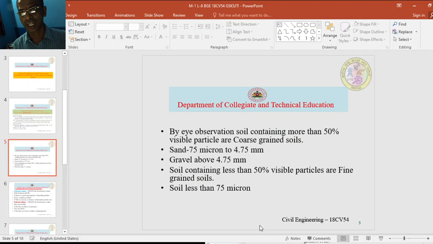By eye observation, soil containing more than 50% visible particles, we are calling it coarse grained. If less than 50% of particles are visible, then we are calling it fine grained. So sand means 75 micron to 4.75 mm size. Gravel means above 4.75 mm and less than 80 mm. Next, soil less than 75 micron, we are calling it silt or clay size fractions.